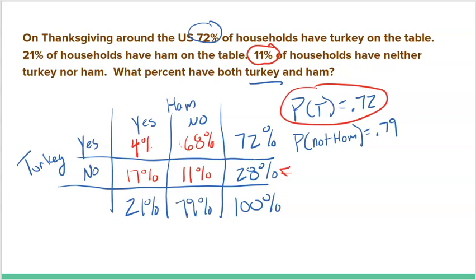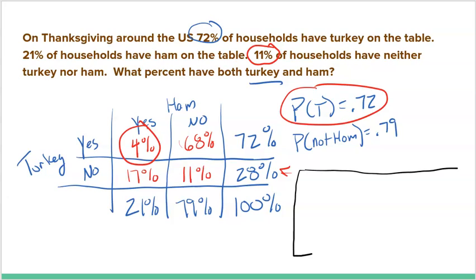It's 4%. Because I need to add up to 21, so 4 and 17 is 21. I also need to add up to 72, so that's the 4 and 68. So there are 4% of households that have both turkey and ham on their table. All right, now if you're looking for one more way, and most kids love the table way, I'll tell you that much right now.